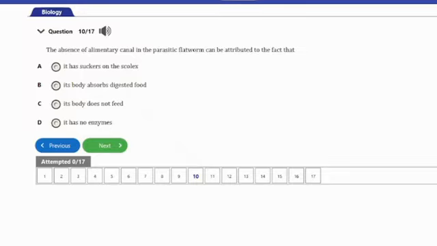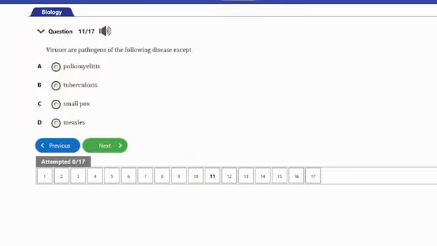Let's go ahead and consider the next question, guys. That's question number 11 here. It says, viruses are pathogens of the following diseases except A, poliomyelitis, B, tuberculosis, C, smallpox, D, measles. So guys, the answer to this question is option B. Tuberculosis is a bacterial disease and not a viral disease. So that's it for that question.